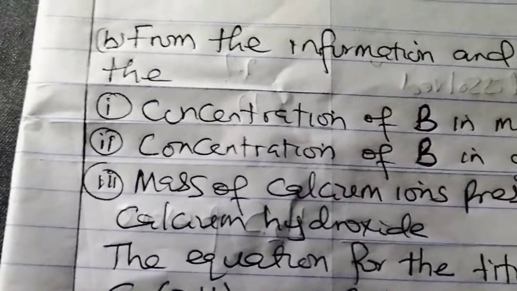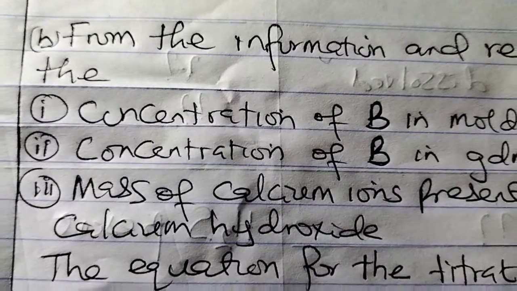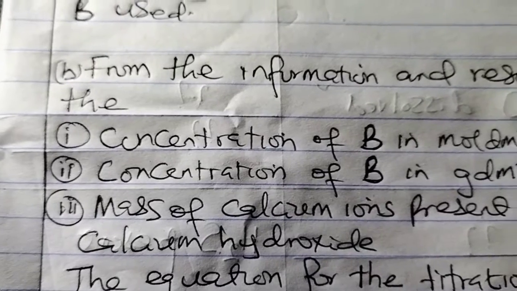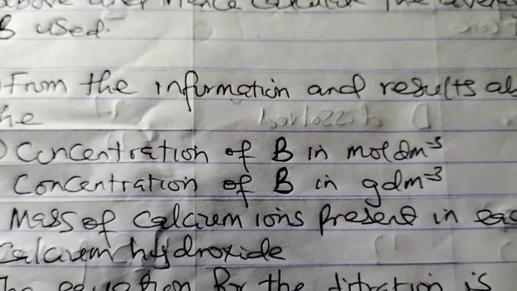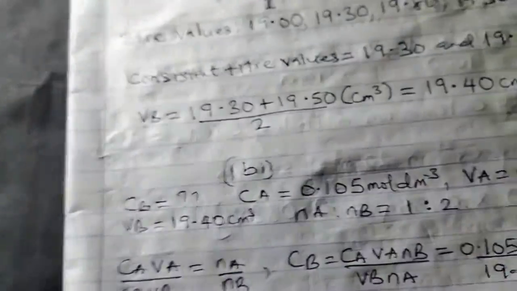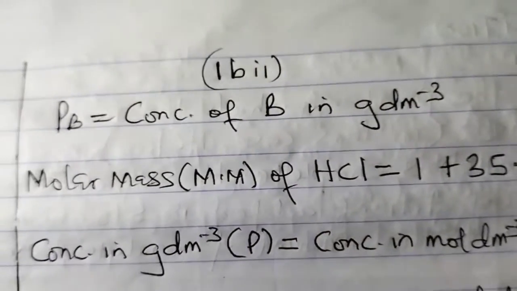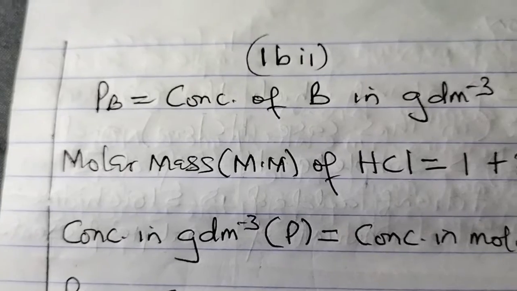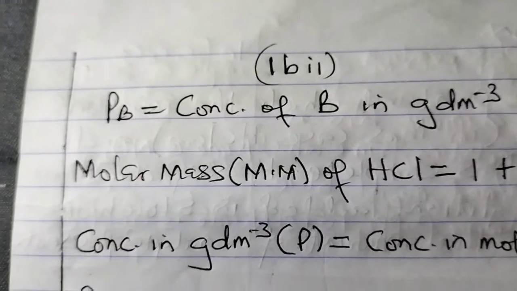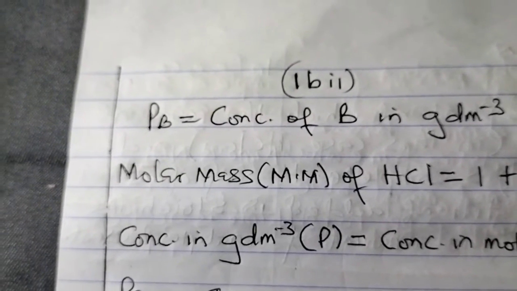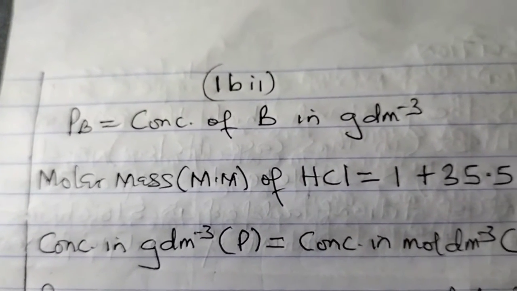Question 1B says we should calculate 1BII, the concentration of B in gram per dm cube, which is otherwise known as the mass concentration. We'll now go to the solution to that 1B. We're looking for the symbol for concentration of a substance in gram per dm cube, written as P, but that P is pronounced as rho. Rho B, with subscript B, is the concentration in gram per dm cube.